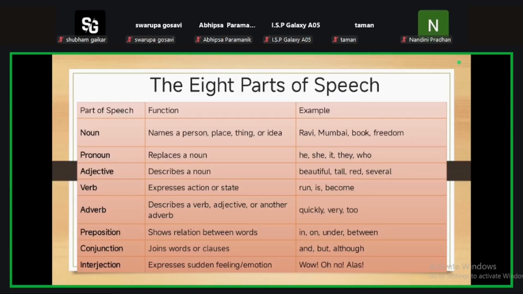But again, as I said, it's not that simple. There are types of pronouns and there are different purposes that pronouns are used for. We're going to look at that as well.